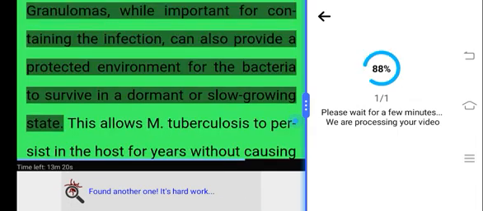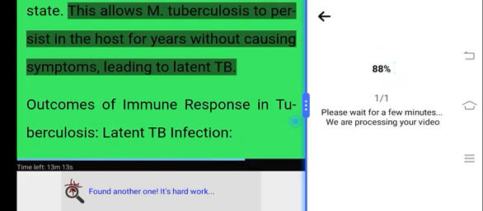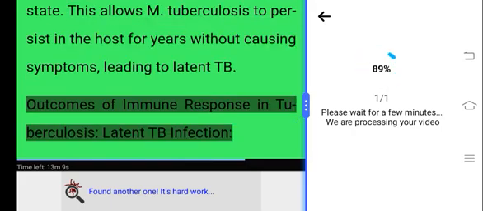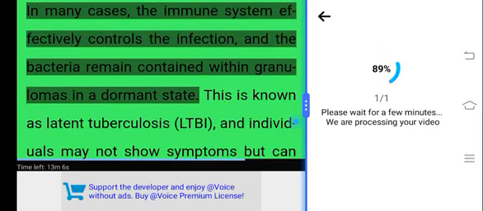Granuloma formation and maintenance. Granulomas, while important for containing the infection, can also provide a protected environment for the bacteria to survive in a dormant or slow-growing state. This allows M. tuberculosis to persist in the host for years without causing symptoms, leading to latent TB. Outcomes of immune response in tuberculosis: latent TB infection.